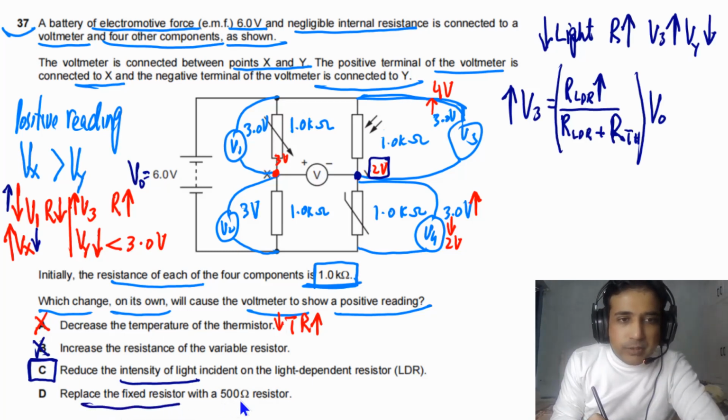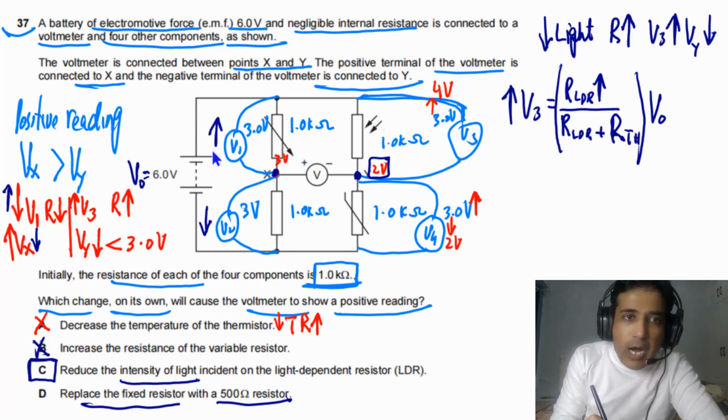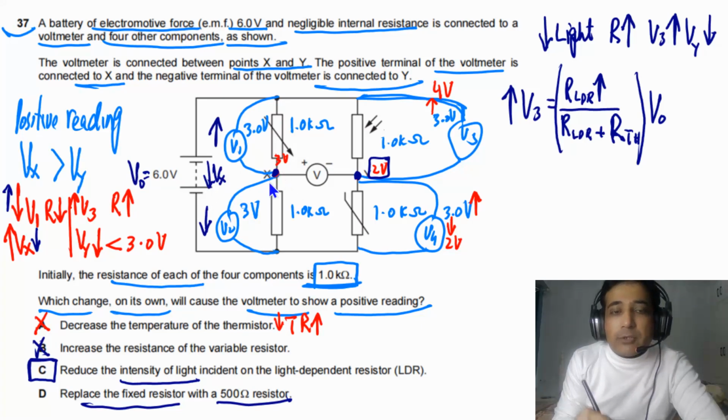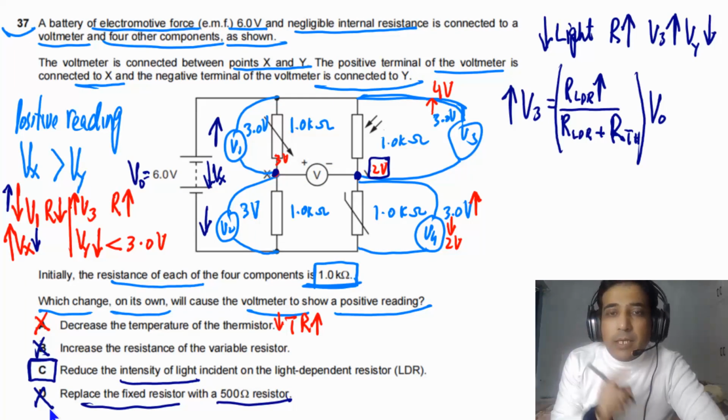Replace the fixed resistor with 5 ohm resistor. If we decrease the resistance of this one, in this case you need to understand this resistance is higher, so the potential at this point will decrease because V2 will go down. If we decrease the resistance of this one, V2 will go down, V1 will go up, and Vx will go down, and that also will give us negative value on voltmeter. So this is also not possible. So the answer for this question is C, and this is how we can answer.